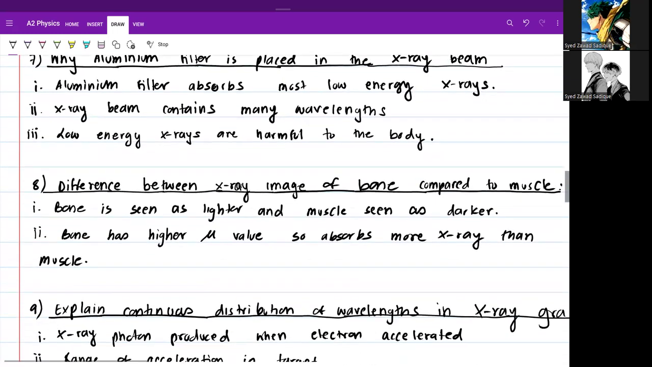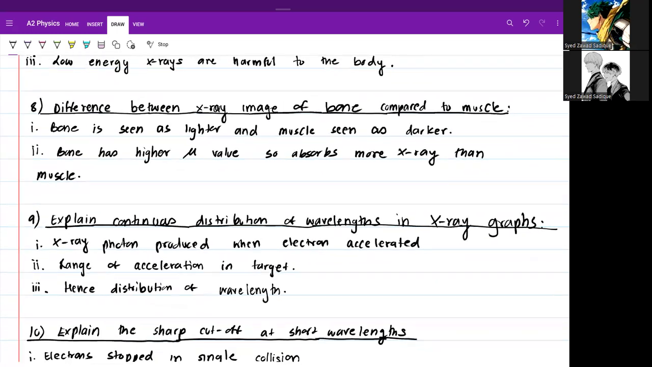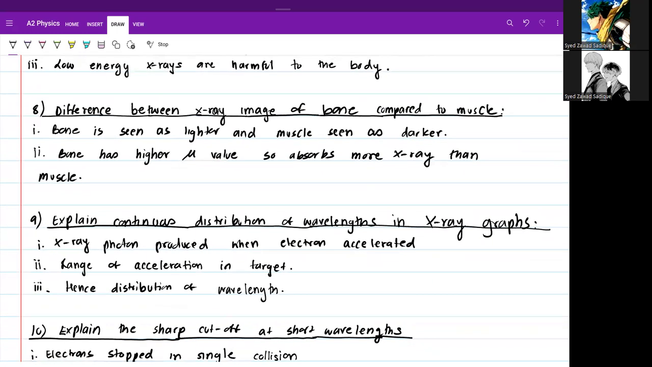Difference between X-ray image of bone compared to muscle. Bone is seen as lighter and muscle is seen as darker. Bone has higher linear absorption, linear attenuation coefficient value, so absorbs more X-ray than muscle.